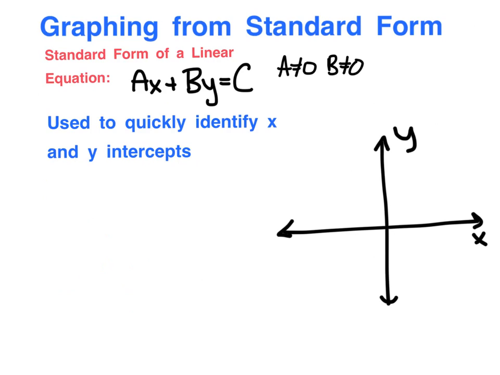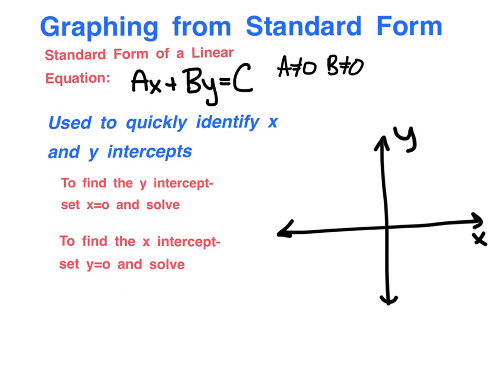A y-intercept, just like we saw in the slope-intercept form, is anywhere on this y-axis. Well, on this y-axis, what does x equal? Since we haven't gone any to the right or any to the left, on the y-axis, x equals 0. So to find a y-intercept, we just set x equal to 0. By the same thinking, y equals 0 on the x-axis, so to find the x-intercept I can just set y equal to 0 and solve.